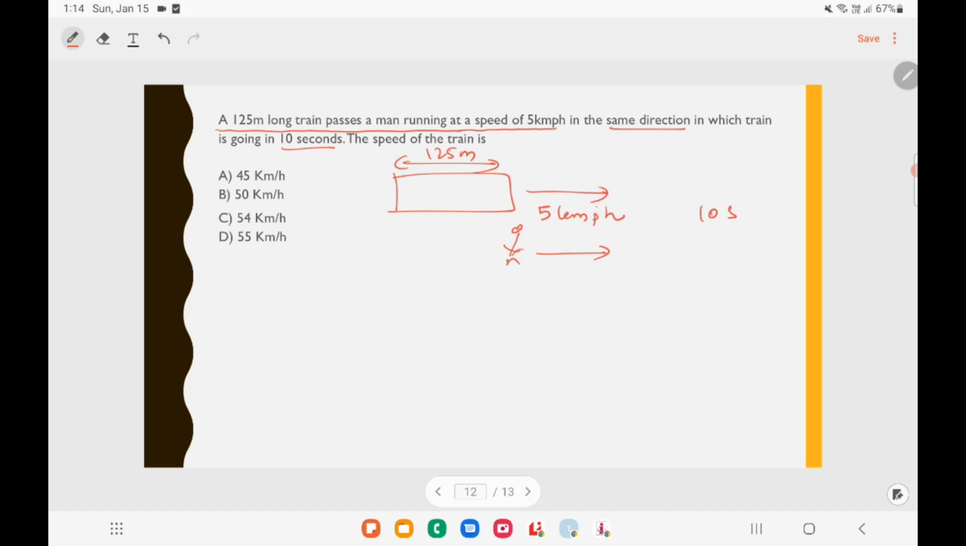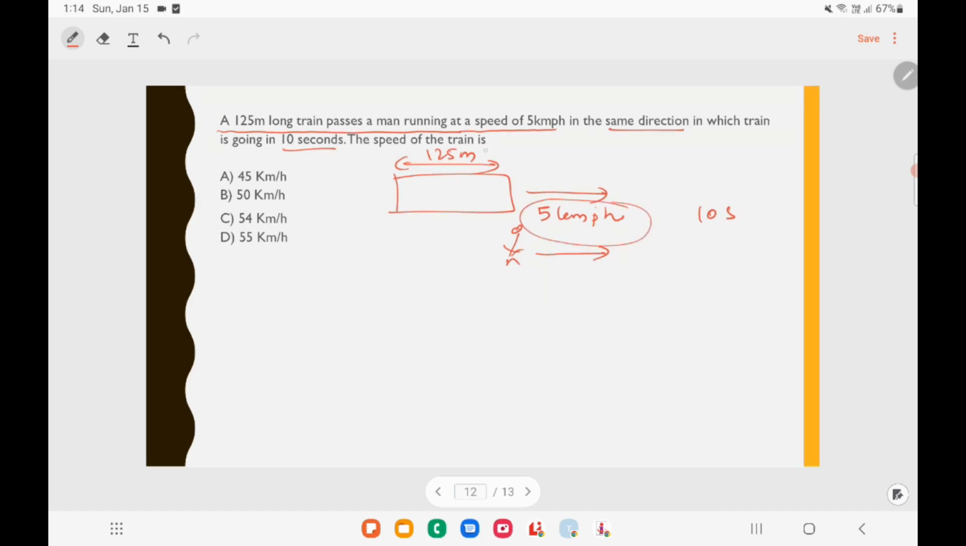Then the speed of the train is... Here again the speed is given in kilometer per hour, but the time is in seconds and the distance is in meters. So first you need to convert kilometer per hour into meter per second. Then what is the velocity here? The relative velocity. If the velocity of the train is V and they are moving in the same direction, the relative velocity will be V minus 5, and we need to convert this into meter per second, that is 5 by 18.